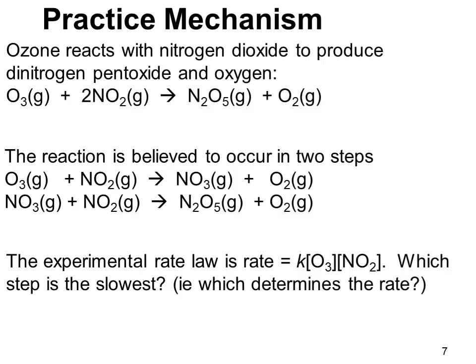But these next couple problems get us a little closer to that environment. A mechanism has been believed to occur in two steps, where ozone reacts with NO2, and then the NO3 that forms reacts with NO2 again to get the actual product. When we run the experiment, the rate law is found to be rate is equal to k, O3 to the 1, NO2 to the 1. So based on what you know, what step is the slowest? Which of these steps determines the rate?